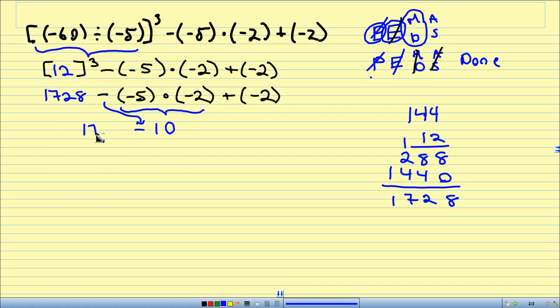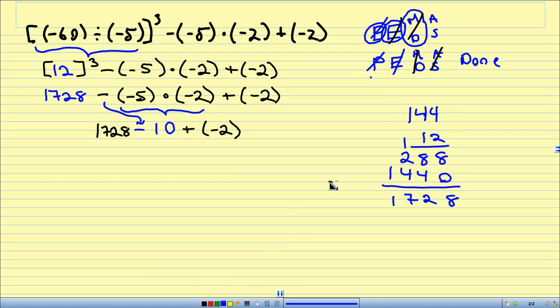So I have 1728 minus 10 plus, oh, and I'm messing up my color coding because I wanted to color code it so you can see every step in a different color. That was my plan. I'm messing it up. So let's switch it to black. 1728 minus 10 plus negative 2. And now I'm going to keep looking because I'm still on multiplication and division. Do I have multiplication or division? No, I don't. So I'm done with that.